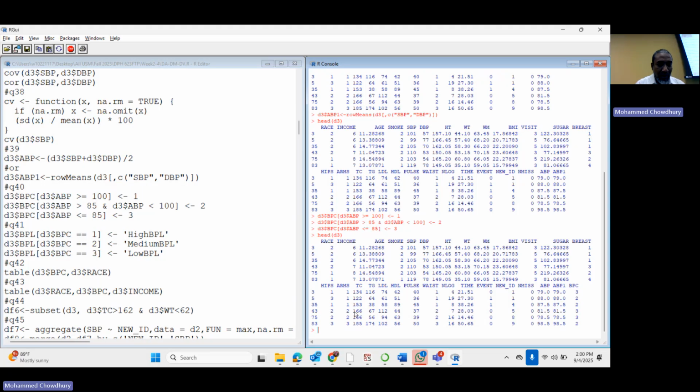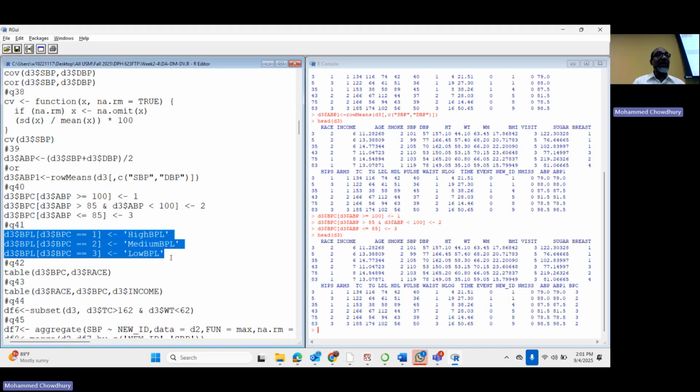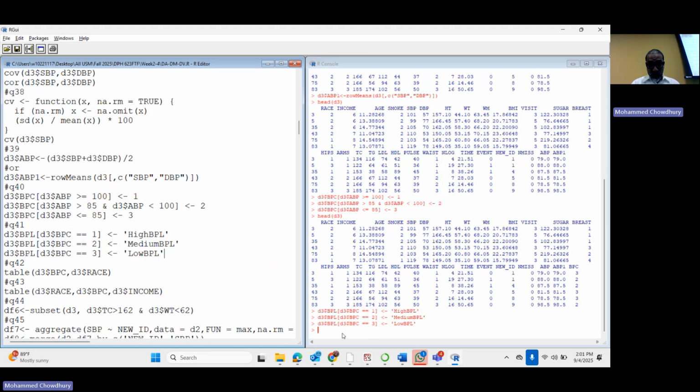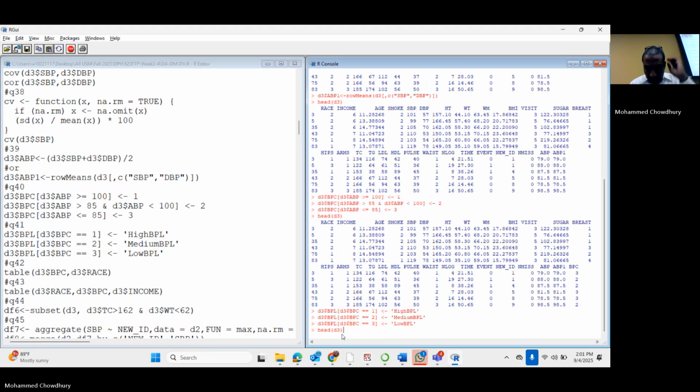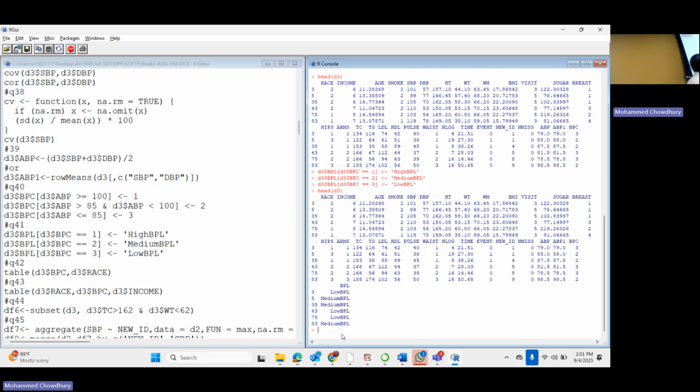Okay, after this, now I want to name it: if 1, then I want to name it a high blood pressure level. 2, then I want to name it a medium blood pressure level. And if 3, then I want to name it a low blood pressure level. So that means numerical numbers now will have character values. If I run this and take a look at that one now, are you seeing the blood pressure category variable has been created? So I first created average blood pressure, then I created blood pressure category. Now I created blood pressure category level. These are the things I have created.